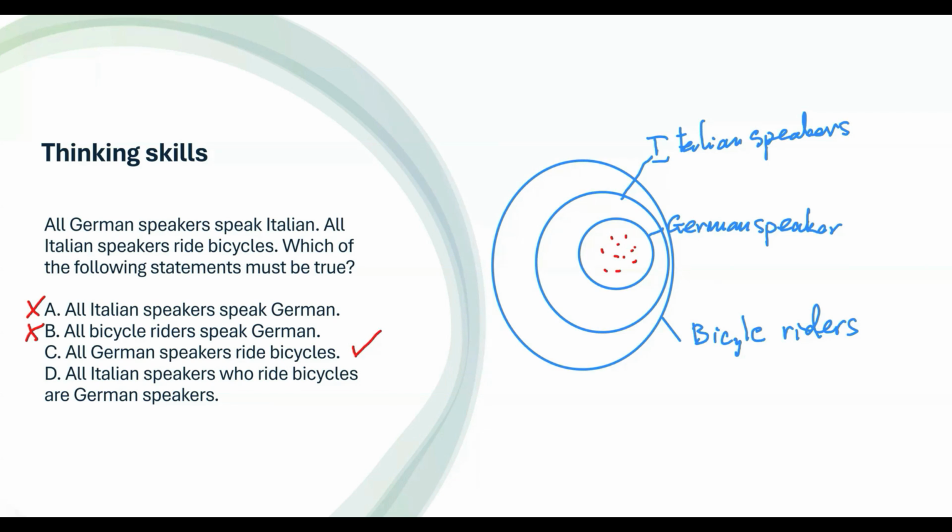Now, the last choice, all Italian speakers who ride bicycle are German speakers. No, the Italian speaker could be here, and they ride bicycle, but they don't speak German, so D is wrong. Yeah, so C is the right answer. Now you see, the knowledge of sets really helps you to solve the problem easily.